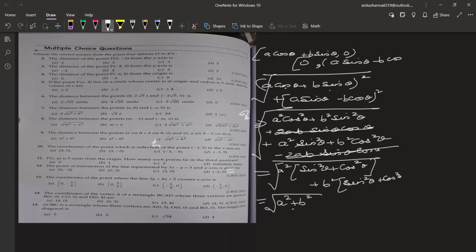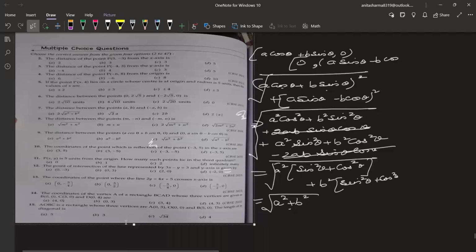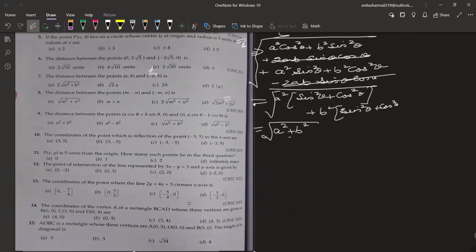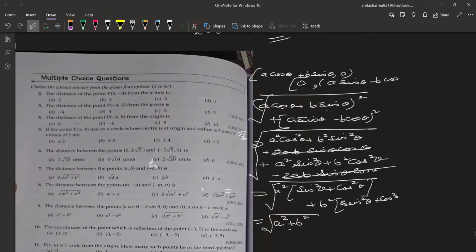Understood, all? Yes, ma'am. See, this question already came in 2020. Yes, 2020. Kindly note it down, children. Now proceed to the next question.